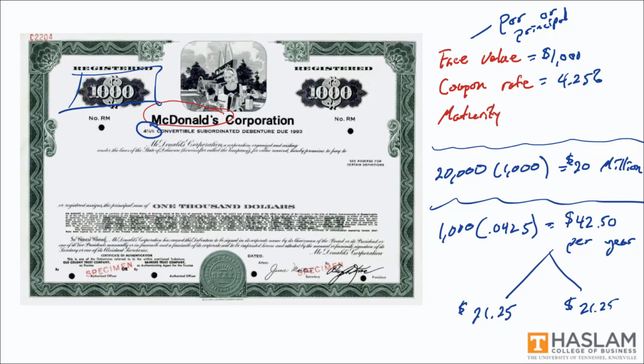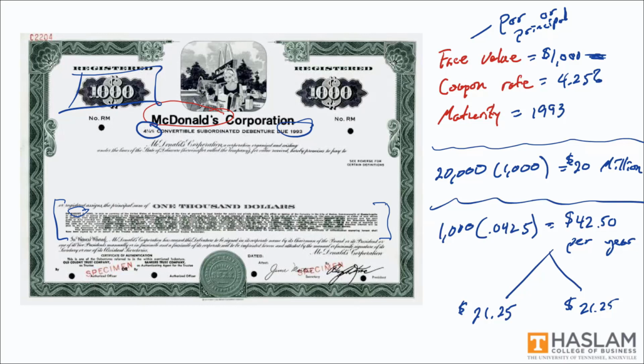Final number we're looking for is the maturity. Maturity here is 1993, and if you read the fine print, which is here, you can't see it exactly, but it looks like August, maybe August 2nd-ish. But in this fine print, there will be an exact date in 1993 when this bond matures. And so at maturity, the par value of $1,000 per bond will be repaid.